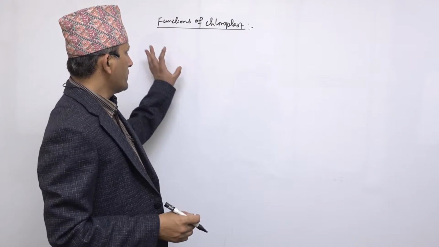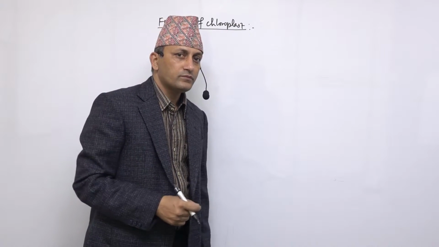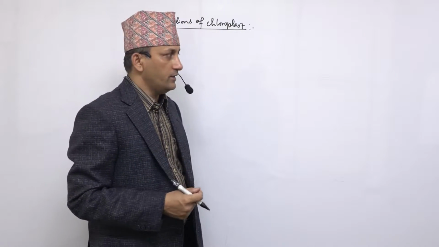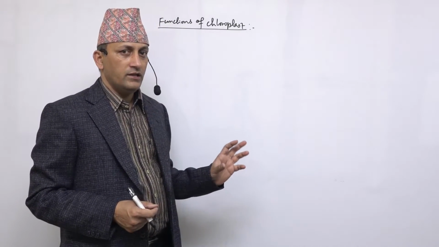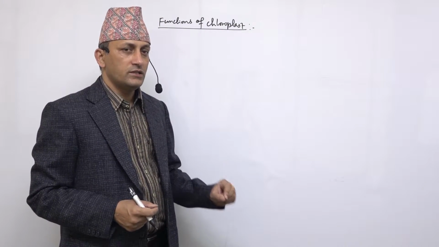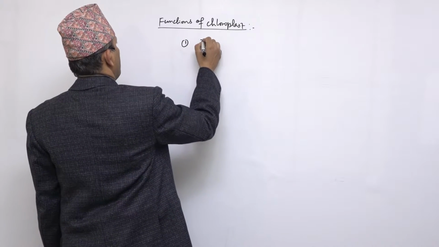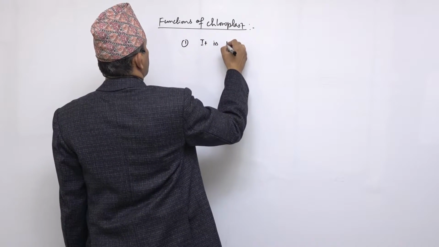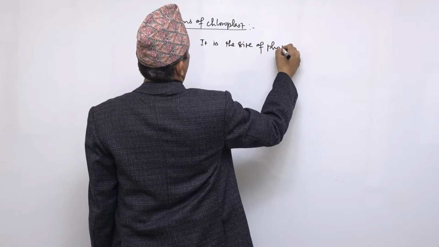So now let's talk about the functions of the chloroplast. What is the role of chloroplast? Why is chloroplast necessary? Chloroplast is a bag or structure inside the plant cell where the process of photosynthesis occurs. So this is the most important function. It is the site of photosynthesis.